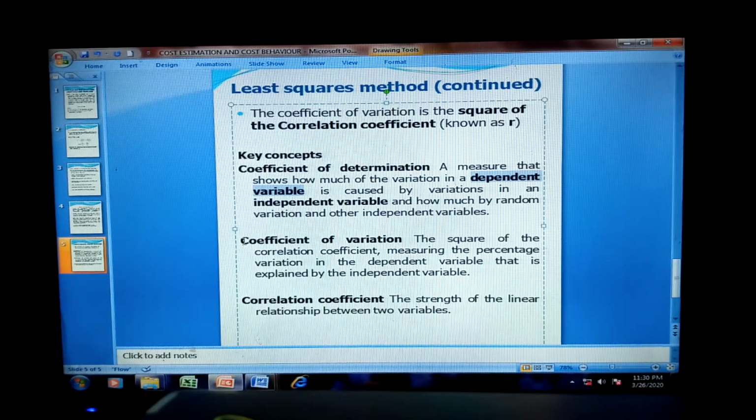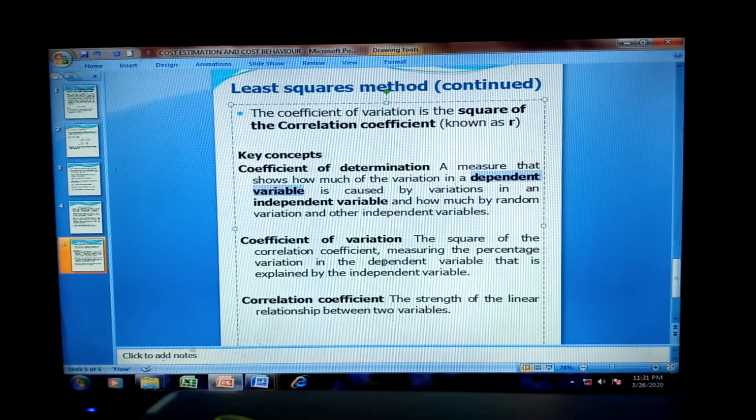Then you also have what we call the coefficient of variation, and the coefficient of variation is simply the square of the correlation coefficient, measuring the percentage variation in the dependent variable that is explained by the independent variable. So by a correlation coefficient, we can determine in percentage terms.